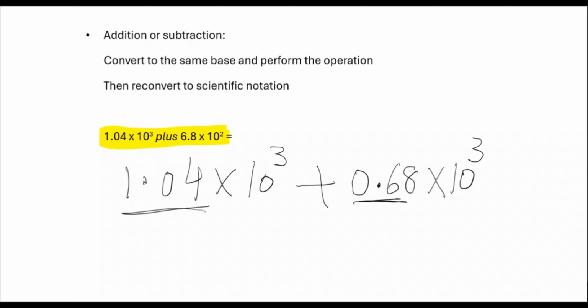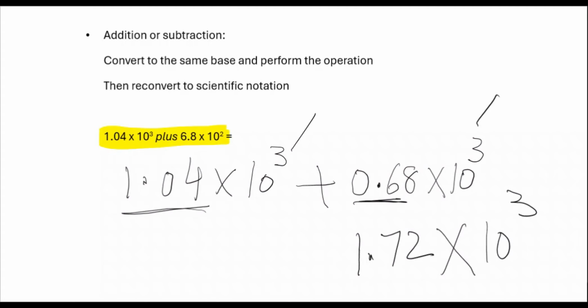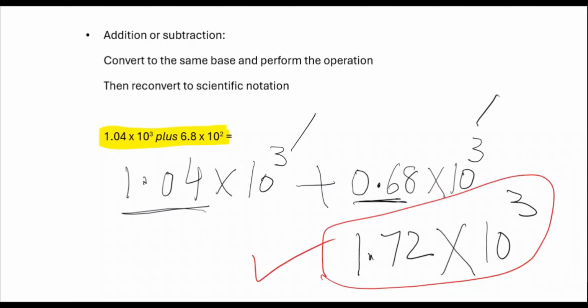1.04 plus 0.68. My answer is 1.72. Since both exponents are the same, just put this, and this is the correct answer. The same rule would be applied when you are subtracting the numbers.